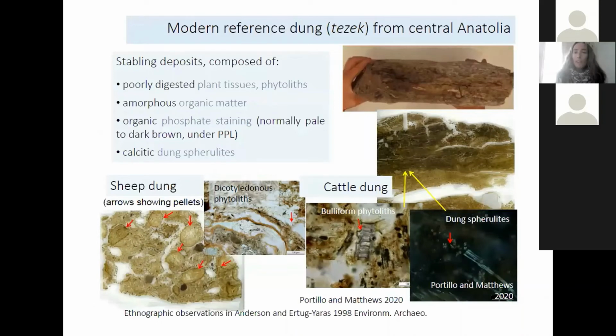Here we have examples from the ethnographic work made by Anderson and Yaras in the late 90s in central Anatolia regarding the use of dung as fuel and the use of dung cakes. A dung cake is a cake which is used for fuel. It's still in use today.